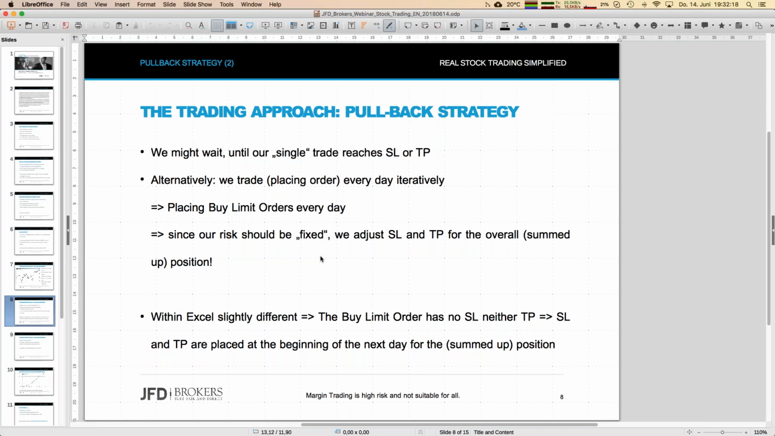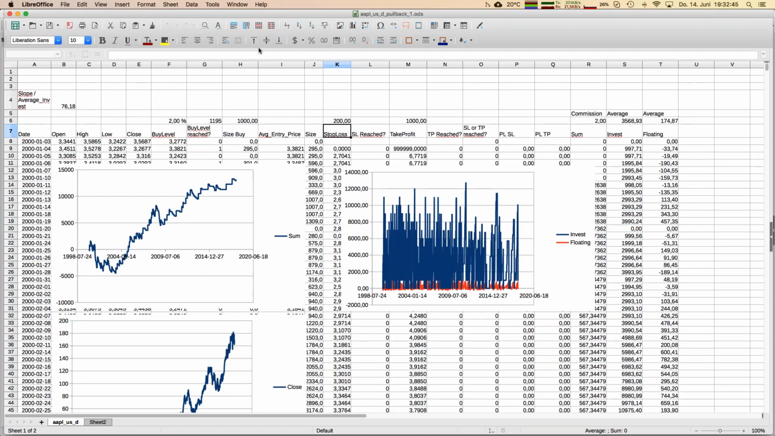Maybe that part of our trade sequence is running into stop loss or take profit. Okay, that we can calculate. For the newly filled buy limit order, we do the stop loss and take profit calculation on the next day. That's how we do it within the Excel sheet. And let's look at how that works, and then we come to an improvement of that kind of strategy. And here is our start behavior within the Excel sheet.